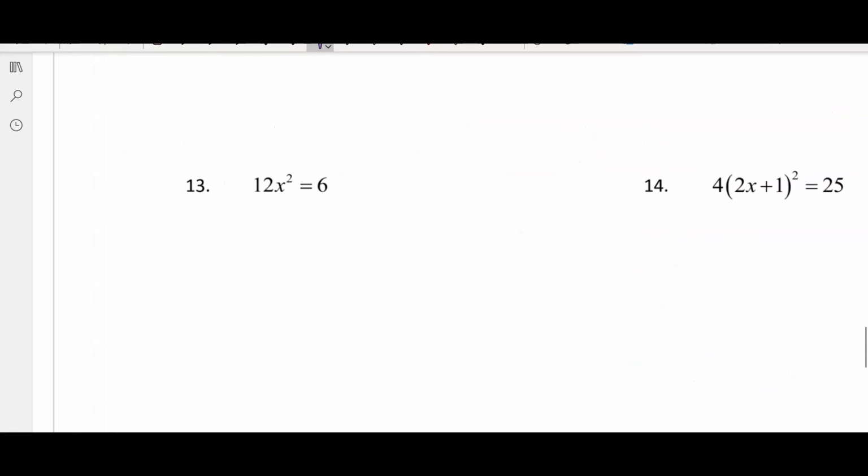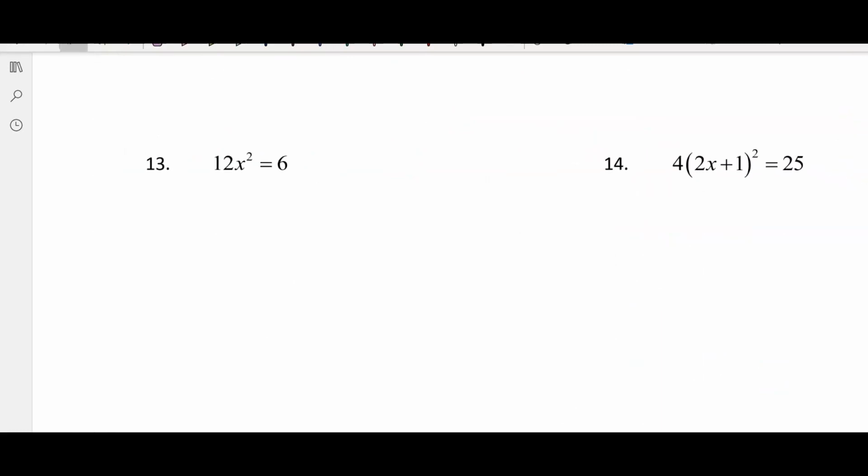Now here, these last two examples, we're just going to go ahead and practice some solving with our radicals. So I'm going to divide both sides by 12 to get rid of that out front. So we'll have x squared equals 1/2 when we reduce. Take the square root. Remember, when you have an equation and you're taking the square root, you get a plus or minus. So x equals plus or minus the square root of 1 over the square root of 2.